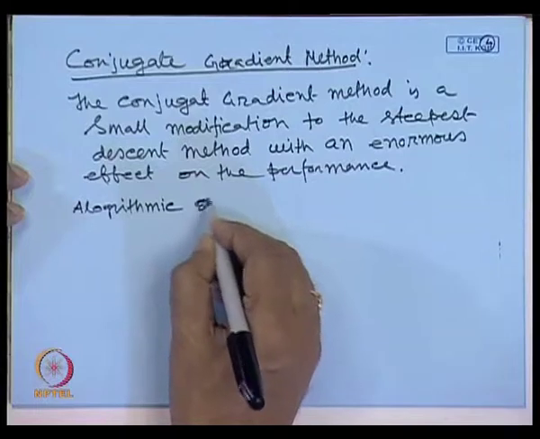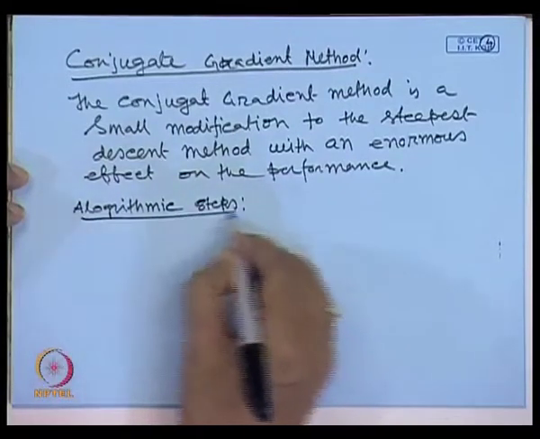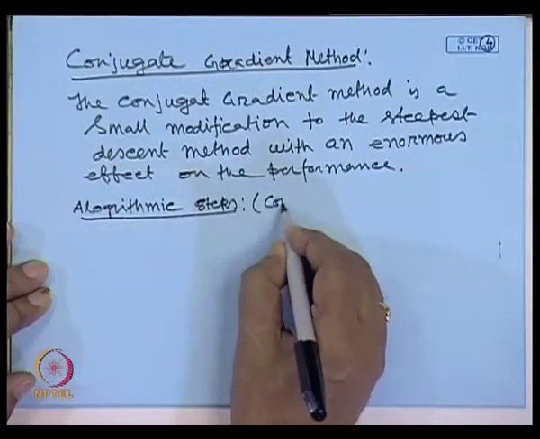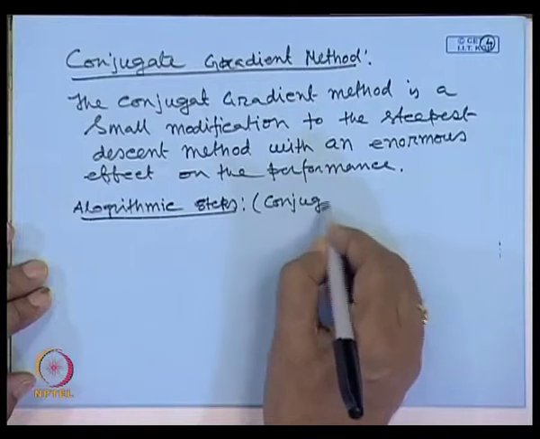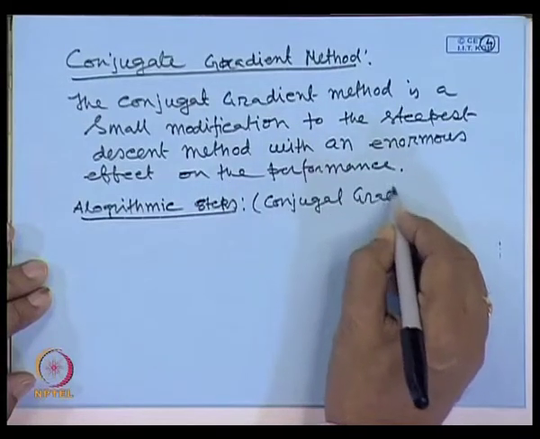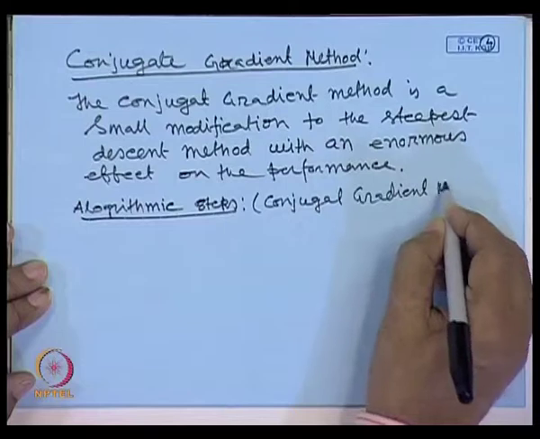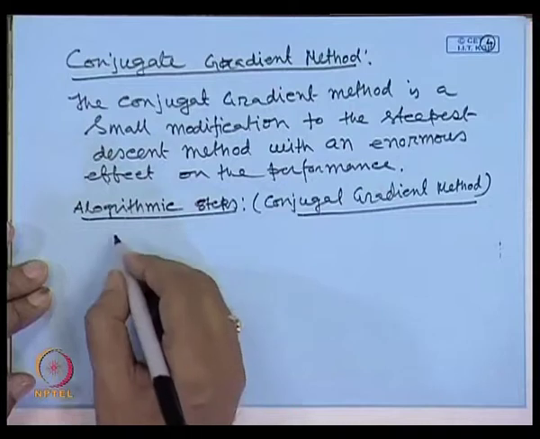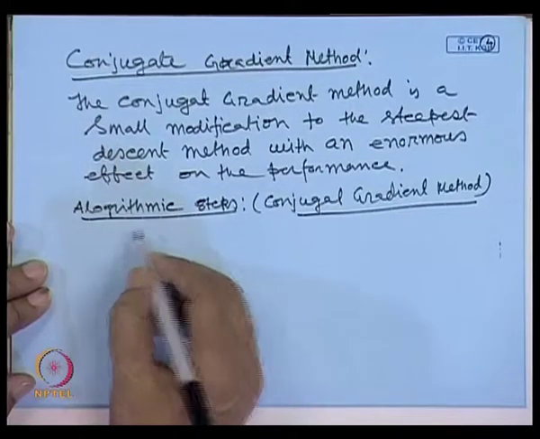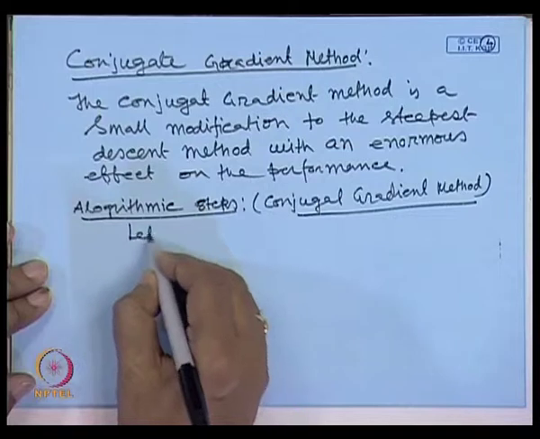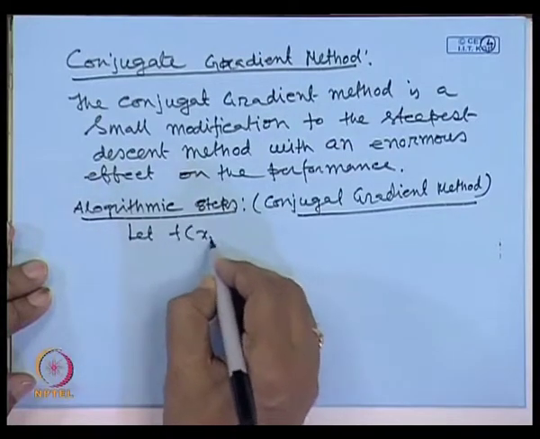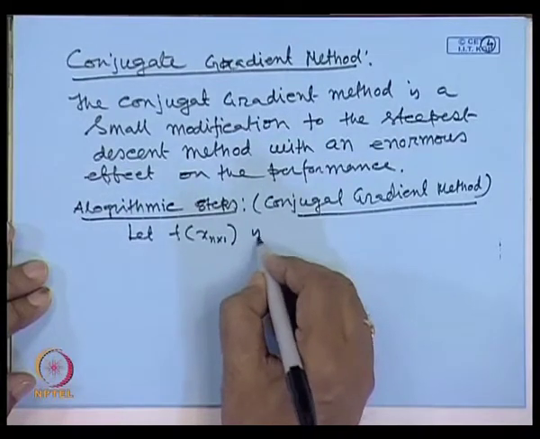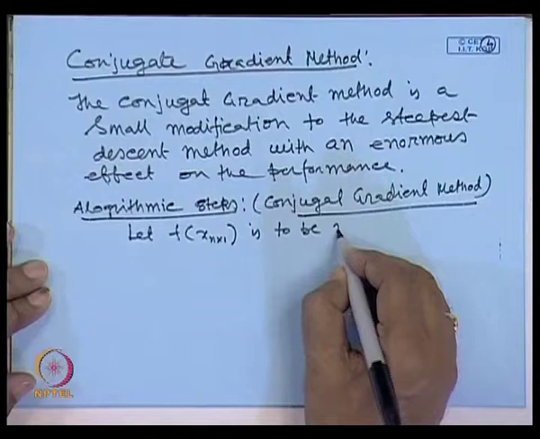Algorithmic steps for the conjugate gradient method. So, our problem is to minimize this function f(x). Let the function, which is a function of n cross 1, be minimized.